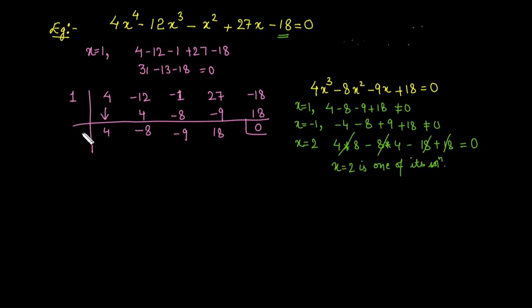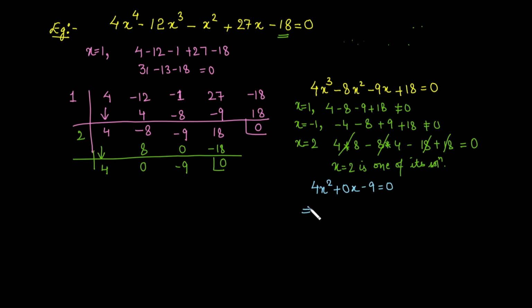Repeat the same procedure. Put x is equal to 2 over here. Now this number as it is, that is 4. 2 into 4 is 8. Add these two, 0. 2 into 0 is 0. Add these two, minus 9. 2 into minus 9 is minus 18. Again we are getting 0. From here we will write the quadratic equation. The quadratic equation we have is 4x square plus 0x minus 9 is equal to 0.